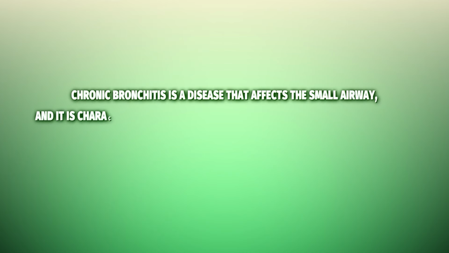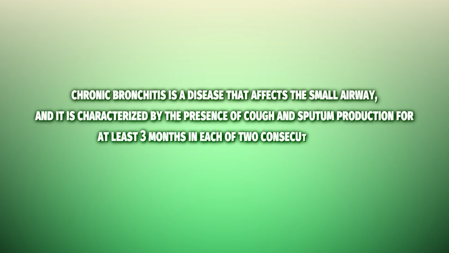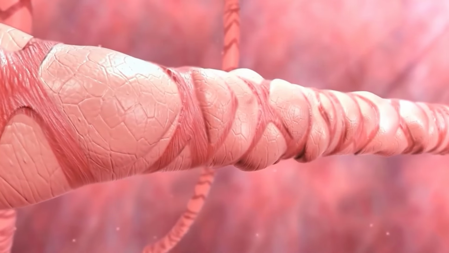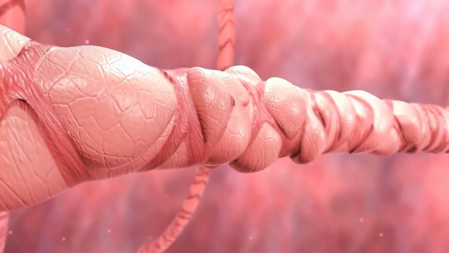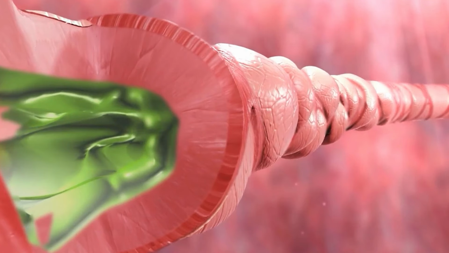On the other hand, chronic bronchitis is a disease that affects the small airway, and it is characterized by the presence of cough and sputum production for at least 3 months in each of 2 consecutive years. Chronic bronchitis is caused by inflammation of the bronchi and bronchioles that leads to hypersecretion of mucus, which plugs up the airways and thickens the bronchial walls. We know that all lower airway disorders negatively impair oxygenation, ventilation, and gas exchange.